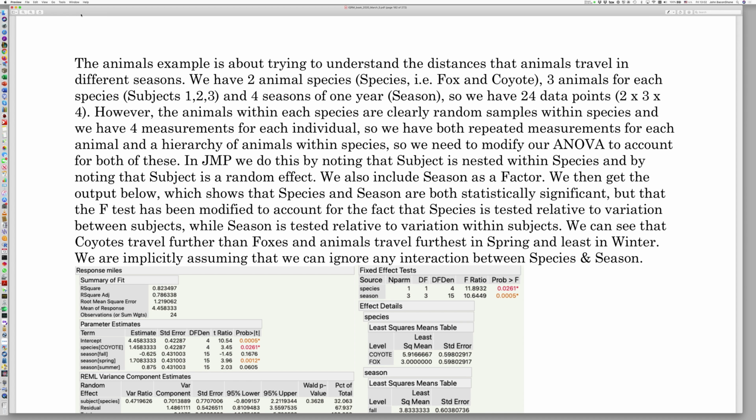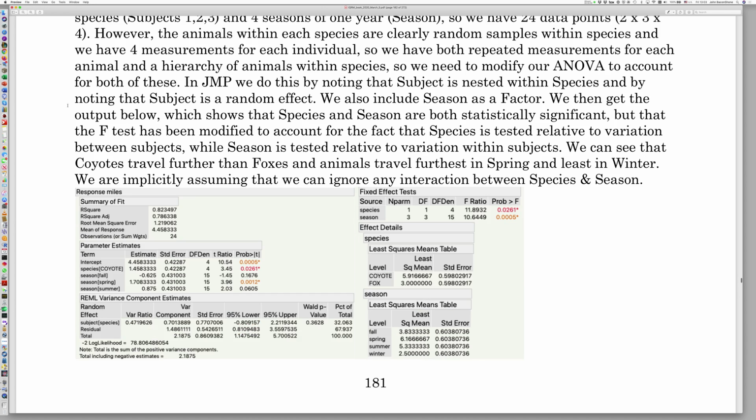In JMP, this is very easy. First of all, we note that subject is nested within species, and then we note that subject is a random effect, and we also include season as a factor. So then we get the output below, which shows that both species and season are statistically significant. So let me scroll down a little bit. The F-test has been modified to account for the fact that the species is tested relative to variation between subjects, whereas the season is tested relative to variation within subjects.